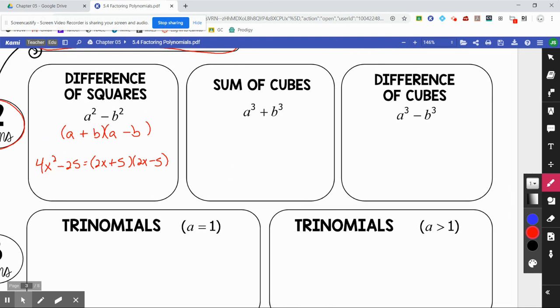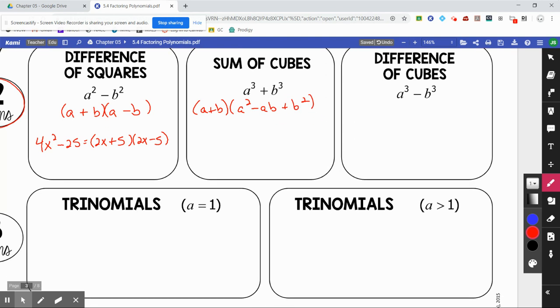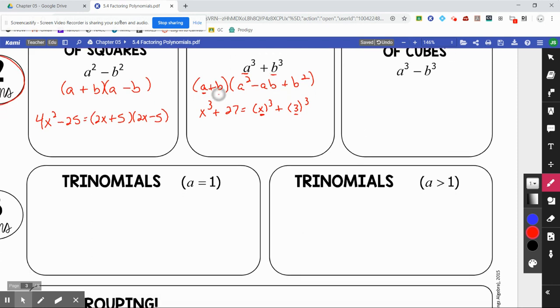Or you might have sum of cubes, and here's your formula for sum of cubes. A to the third plus b to the third is equal to a plus b times a squared minus ab plus b squared. Here's an example. X to the third plus 27. Now, one thing I do like to do is rewrite this as something to the third plus something else, which in this case would be 3 to the third. Then identify your a and your b from your formula up here, and just simply plug it in for a and b. And this would be an x plus 3.